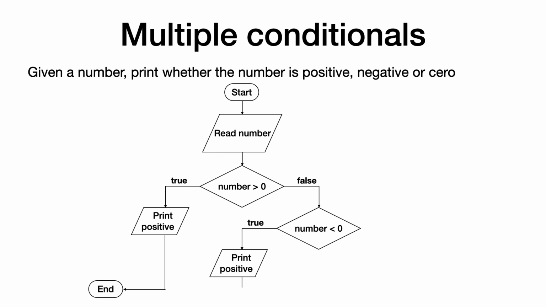If the condition is true, then we print the number is negative and we finish. If the condition is false, then we print 0 and we finish. And that's how we use multiple conditionals to create algorithms. This type of algorithm that needs multiple conditionals is very, very common in programming.